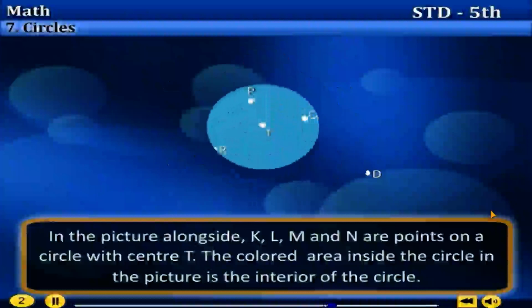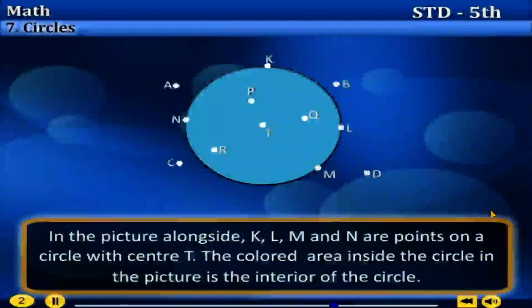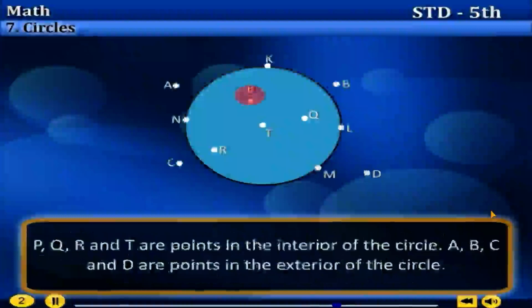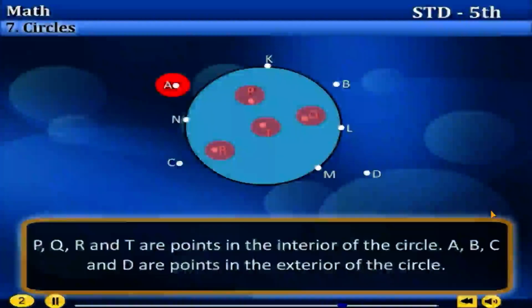The colored area inside the circle in the picture is the interior of the circle. P, Q, R and T are points in the interior of the circle. A, B, C and D are points in the exterior of the circle.